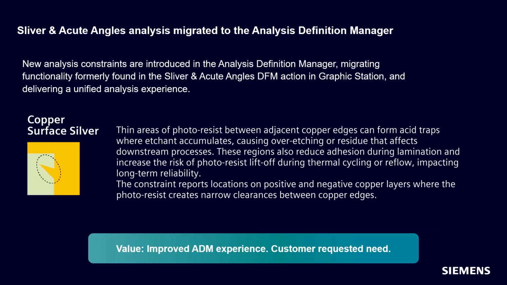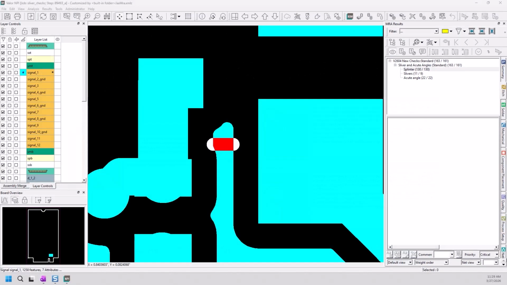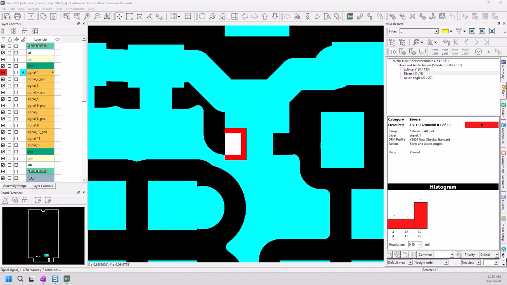Let's look at the results from these checks in Valor. The first check is copper surface sliver. In the results window, it is referred to as splinter. Here, there is a long finger of copper that could possibly break free during the fabrication process. The next check is photoresist sliver detection. This check looks for thin areas of photoresist between adjacent copper edges.